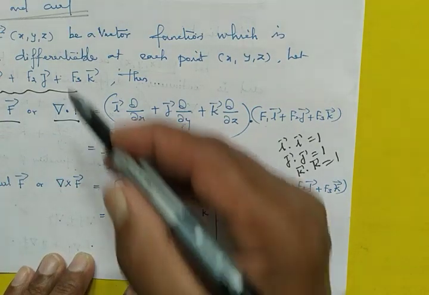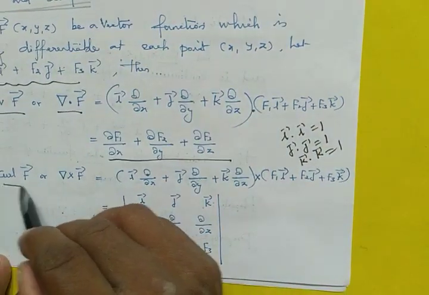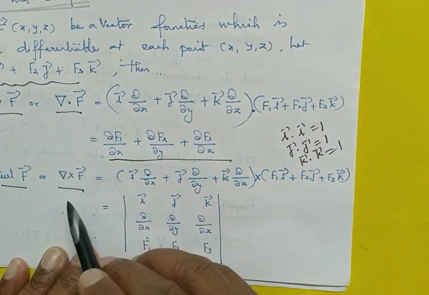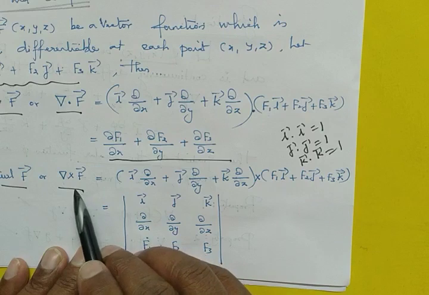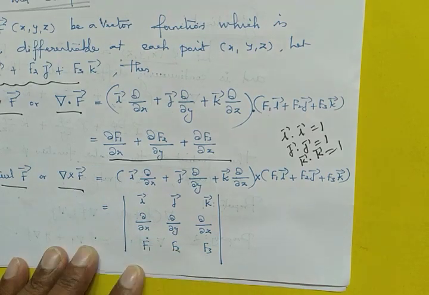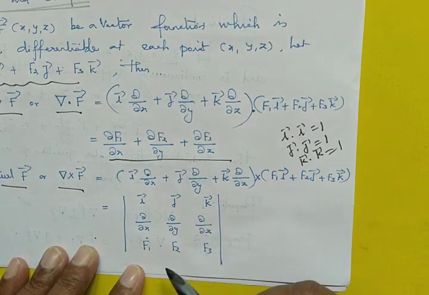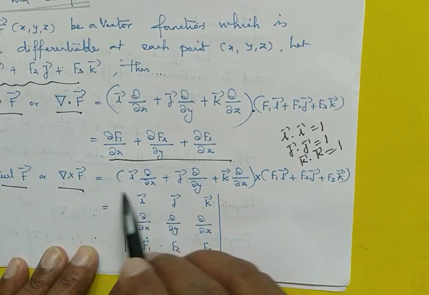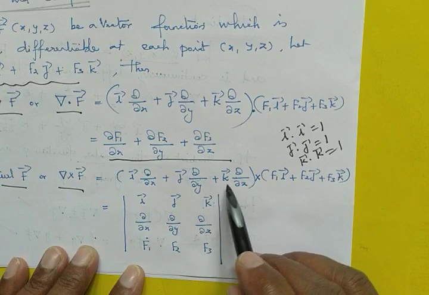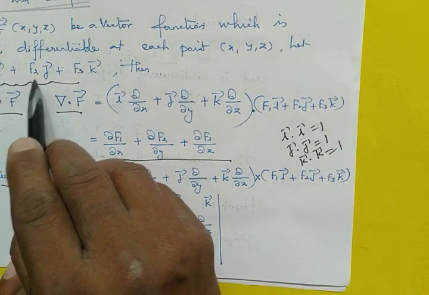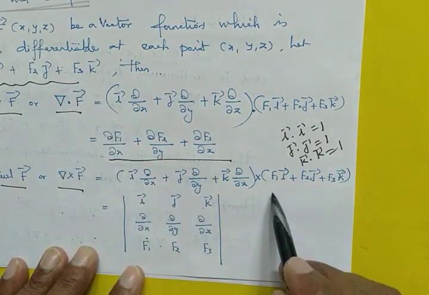Next is curl, which indicates a cross product. Divergence is a dot product. Curl is a cross product. Whenever the cross product comes, we form a determinant. Here, del is i dou by dou x, j dou by dou y, k dou by dou z. Similarly, f we assumed like this only: f1 i vector plus f2 j vector plus f3 k vector.